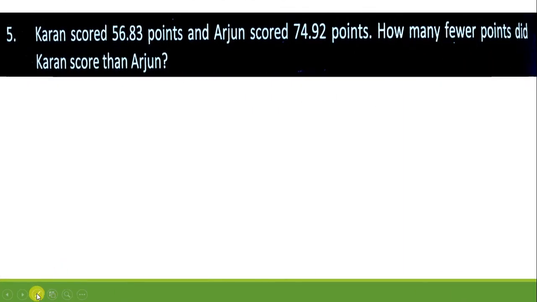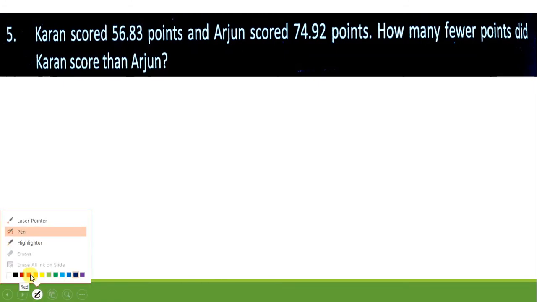Question 5 says Karan scored 56.83 points and Arjun scored 74.92 points. How many fewer points did Karan score than Arjun? Now whose score is less? Karan, because he scored 56.83. So that fewer points you have to find, you have to calculate. So what will you do for that?